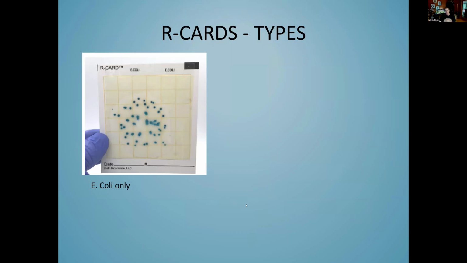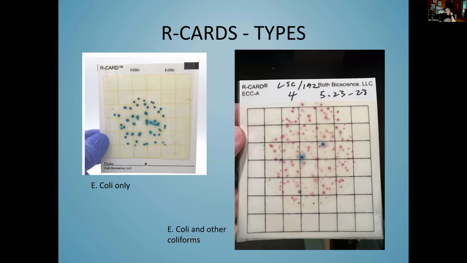The R cards that we use come in different types. Some of them are E. coli only, which means that the only thing that will show up on that card is E. coli, and they'll show up as blue dots. There's some that also show other coliforms, and this is what we used to use in the past, but we're primarily just concerned with E. coli. Because it's easier to count, and sometimes the colors are not as strictly definitive, we found it was just easier for people to count on the E. coli cards. So what we're using right now is the E. coli cards.